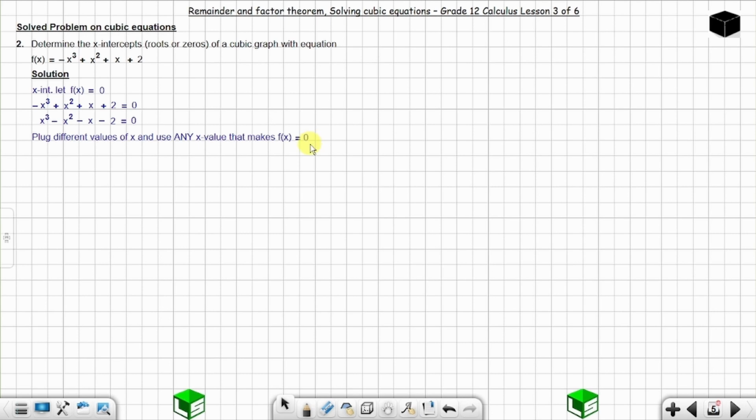You have to get a linear part and a quadratic part. The linear part, you are going to get it by trial and error. So you have to plug different values of x and use the x value that makes f of x equal to 0. You can try numbers like 1, negative 1, 2, negative 2, 3, negative 3, 4, negative 4, and so on, and see which one makes f of x equal to 0.